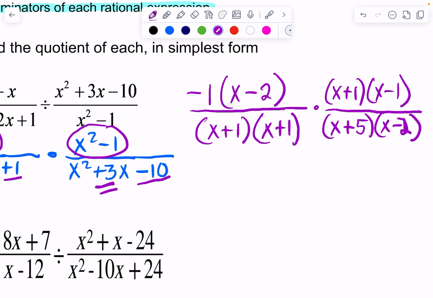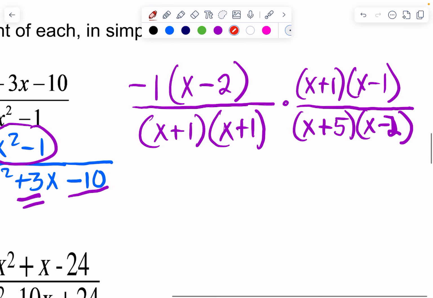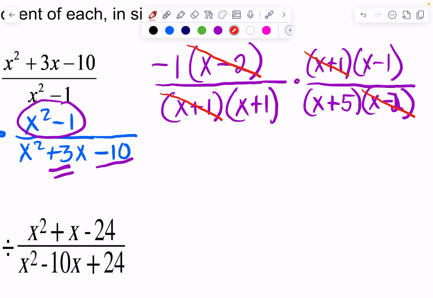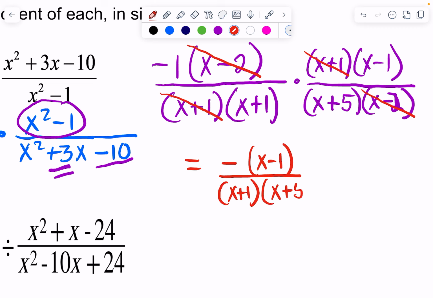All right, excellent. Now let's cross-reduce. So I can cross-reduce this x minus 2 in the numerator with this x minus 2 in the denominator, and I can cancel out one of these x plus 1s in the denominator with this x plus 1 in the numerator. And I do not have any other identical polynomials that I can cancel out, so I am left with negative x minus 1, be sure to keep that in parentheses, over x plus 1 times x plus 5.